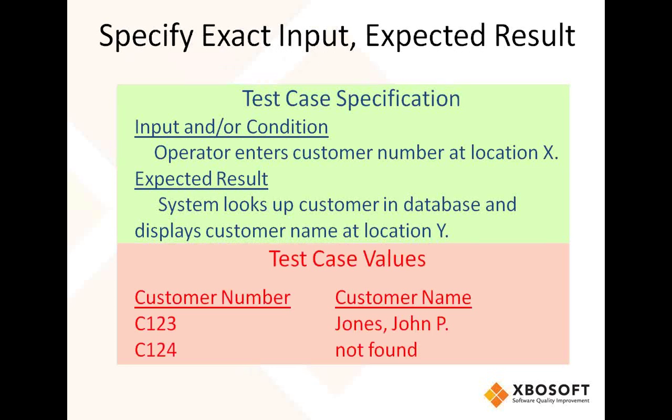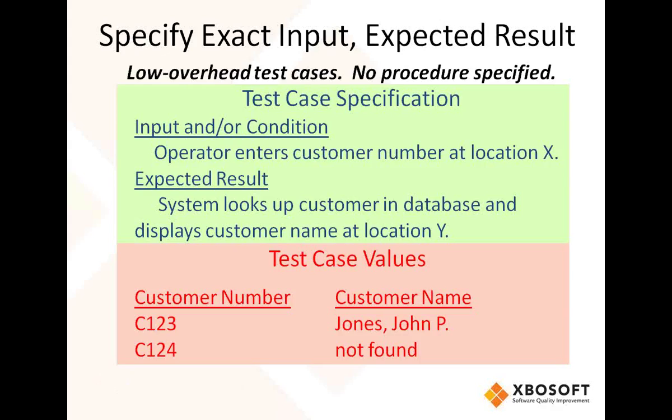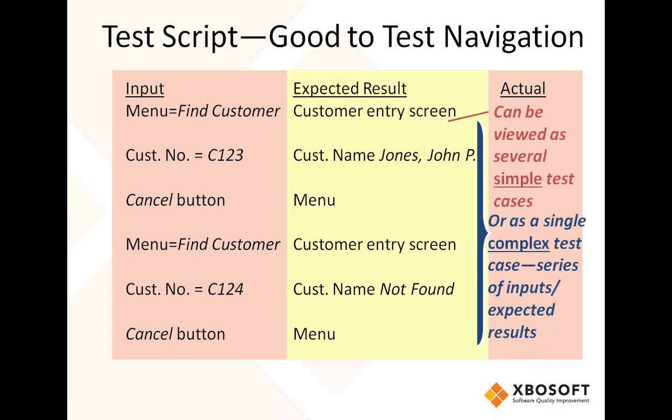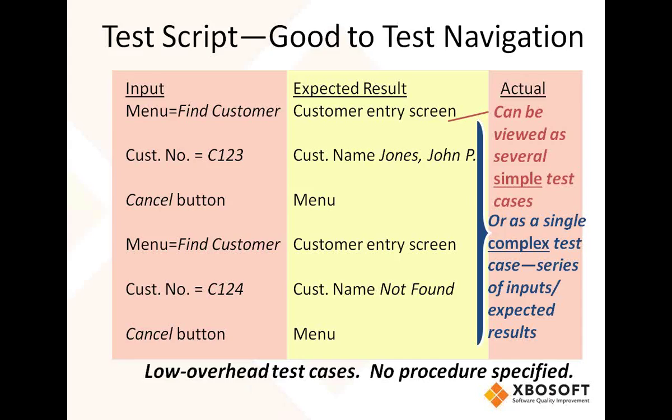So another thing to consider is to define the data values separately: inputs the customer number, expected results the customer name. Notice we're not combining these. We're defining the test case specification, and we only need to define that once, but we might have a dozen different data values that all relate to those same specification conditions. I would suggest that's a low overhead test case. There's no procedure specified. Similarly, test scripts are a sequence of inputs and expected results. You could consider this to be six individual simple test cases, or together as a single complex test case. Regardless, these are low overhead.